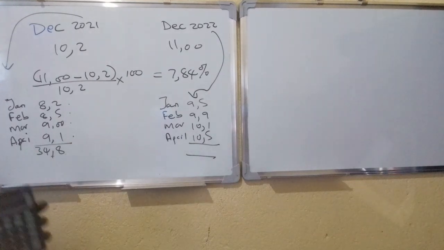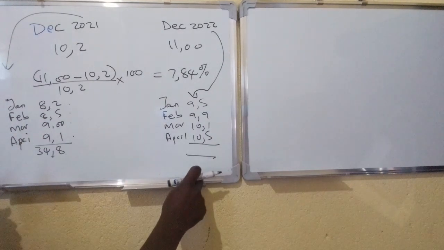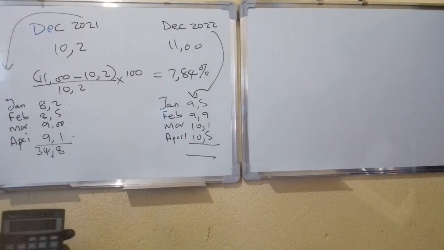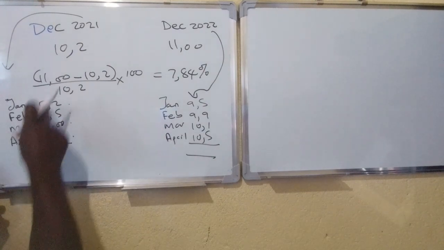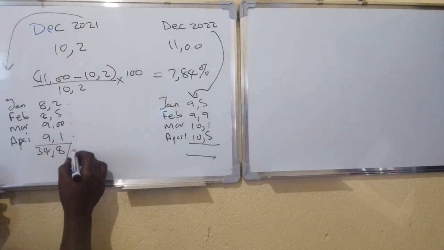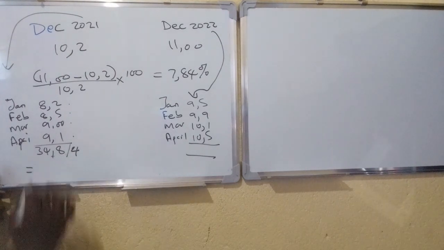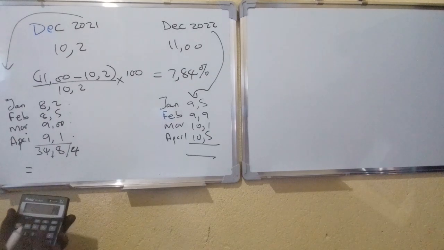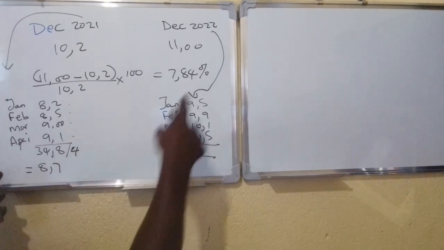In practice, these things will be 12 months. Even this side, another 12 months. So after getting the total, you'll be dividing by 12. But since I'm only making an example, I used only 4 months. After getting the total, I will divide by 4 months. And then we'll get a consumer price index. So it's 34.8 divided by 4 months equals 8.7.